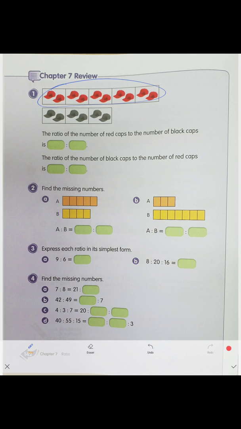There are 5 units, 2 caps each. There are 3 units, 2 caps each. So red to black, right? Red 5 units, black 3. Other way around, black to red is 3 to 5.